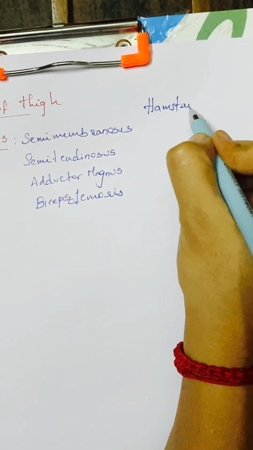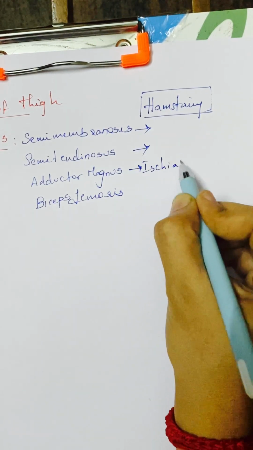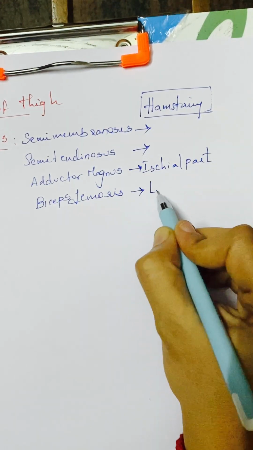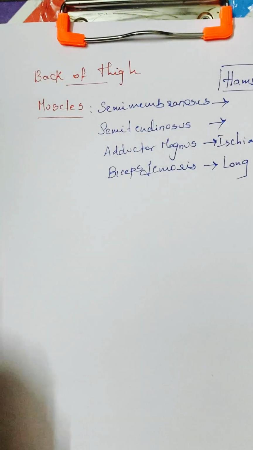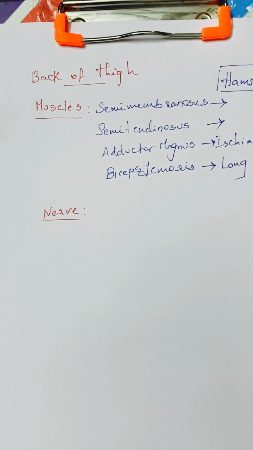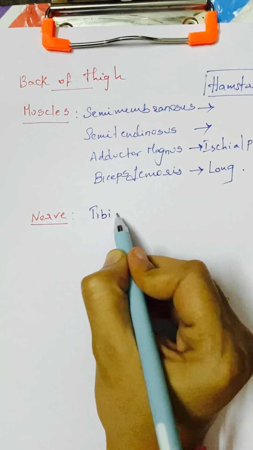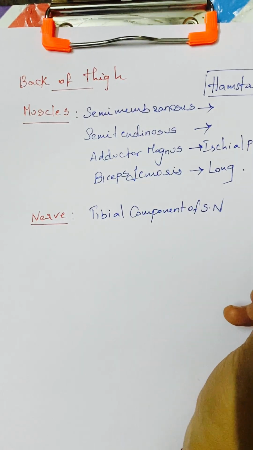Now there is a group of muscles called hamstrings. What are hamstring muscles? Semimembranosus, semitendinosus, ischial part of adductor magnus, and long head of biceps femoris. So these hamstring muscles are supplied by, so what is the nerve of back of thigh? It is sciatic nerve. We have two components.